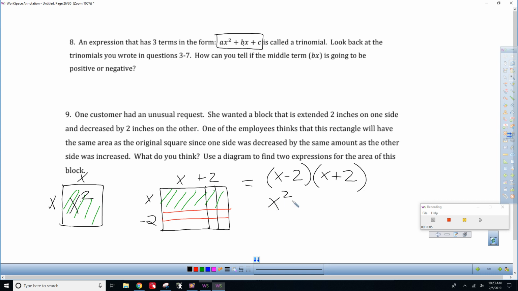X squared plus 2X minus 2X minus 4. Right? You have to take out all those. So you end up getting X squared minus 4 for this one. X squared for this one. Do they have the same value? They do not. So what we just learned is that if these two values are the same but opposite signs, what will happen to the B? She's gone.